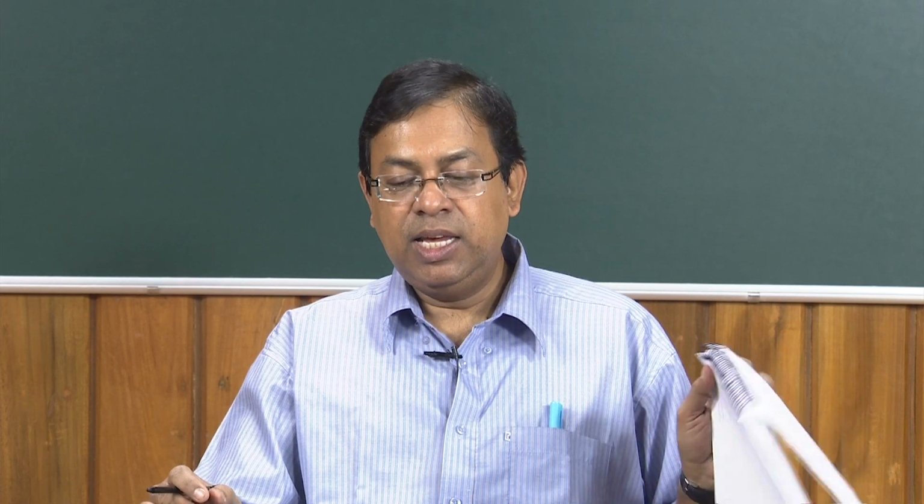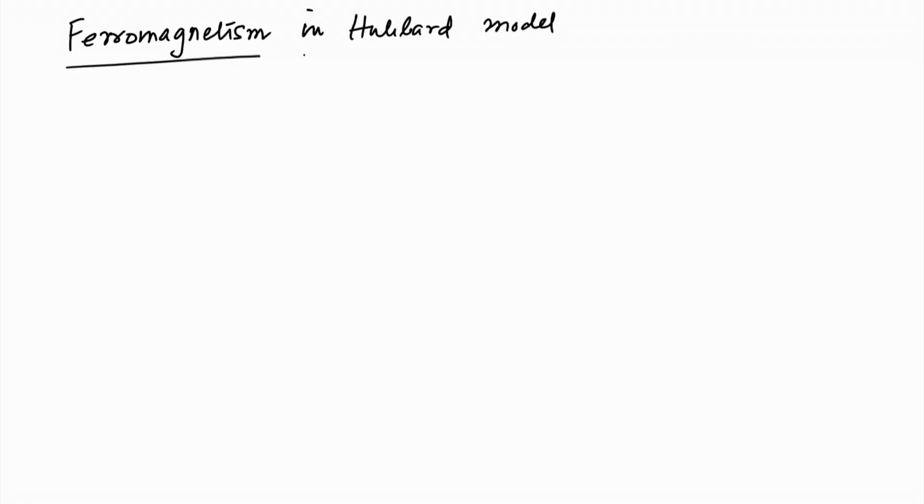Now, let us see the same thing, or rather ferromagnetism from the Hubbard model, and in particular we are going to derive what is called the Stoner criterion.